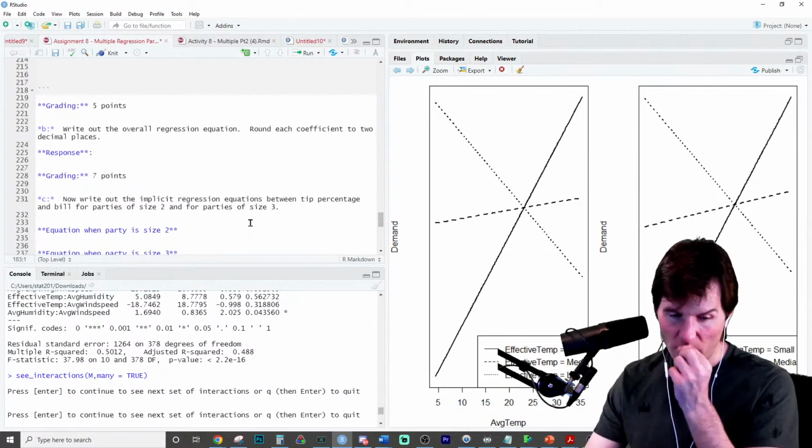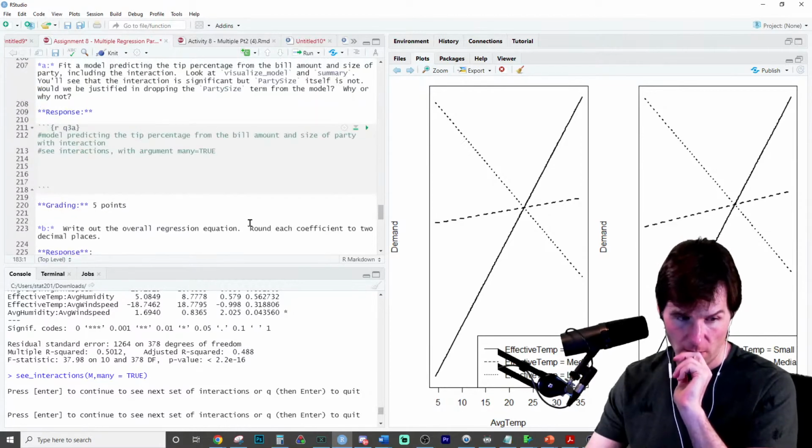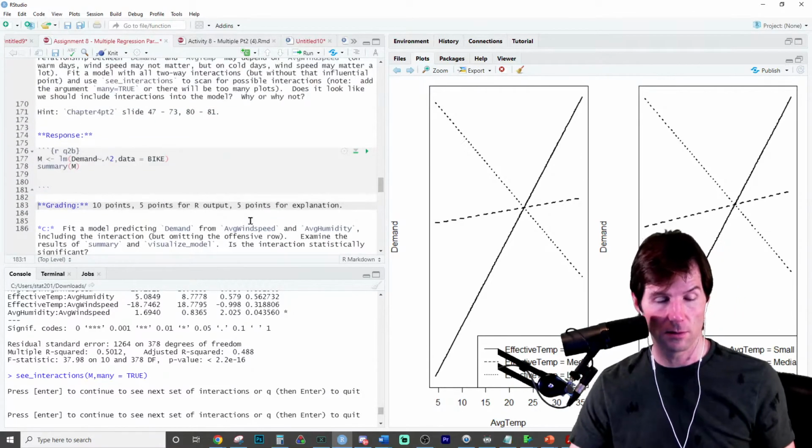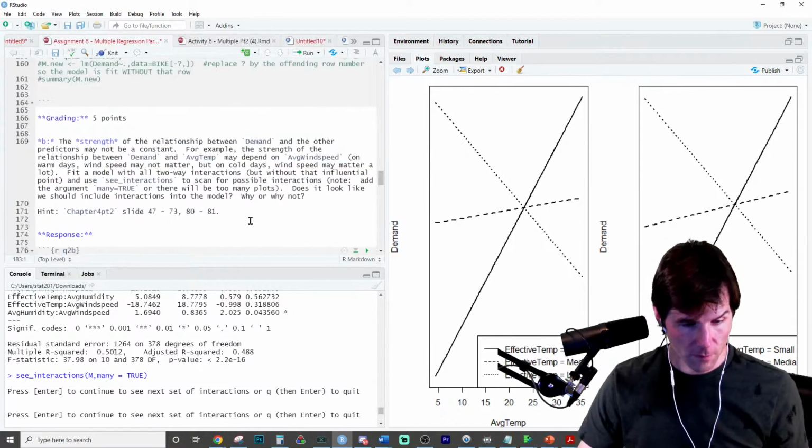Write out the overall regression equation around each. Wait, we're not writing that all out, are we? Well, that's 3. I was like, we're not writing this whole equation. It's a lot to write. I think that's got it.